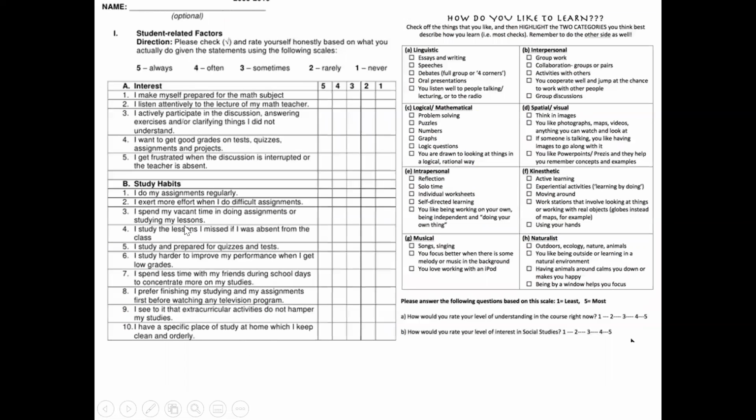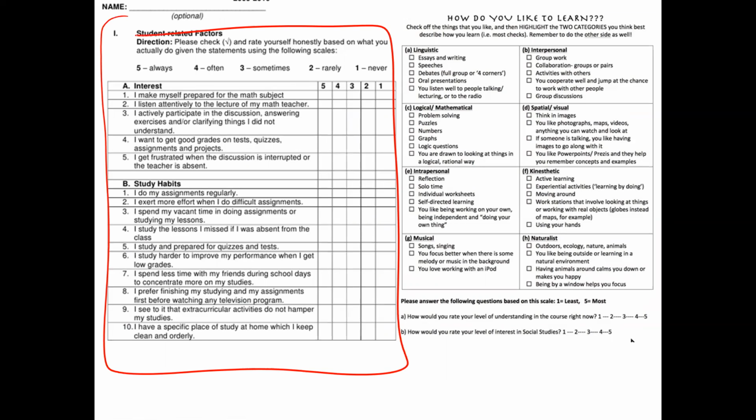And lastly, I want you guys to go ahead and take a look at just this piece right here and answer the following survey questions when it comes to your study habits.